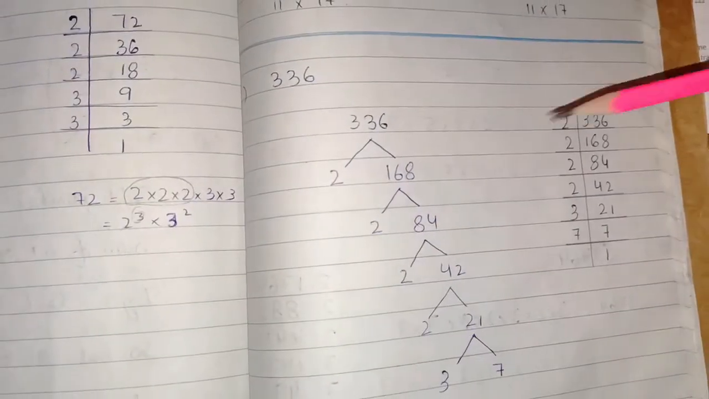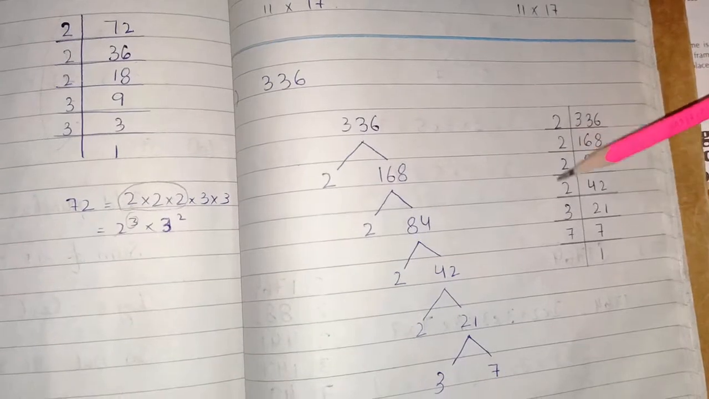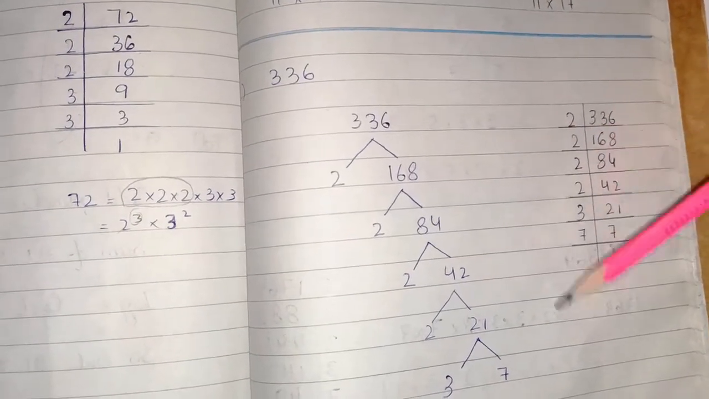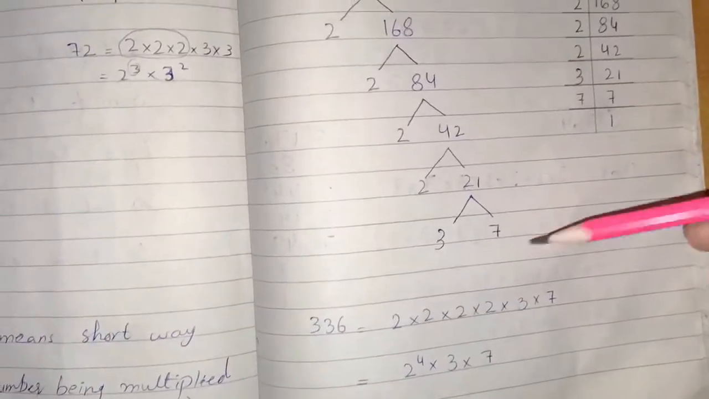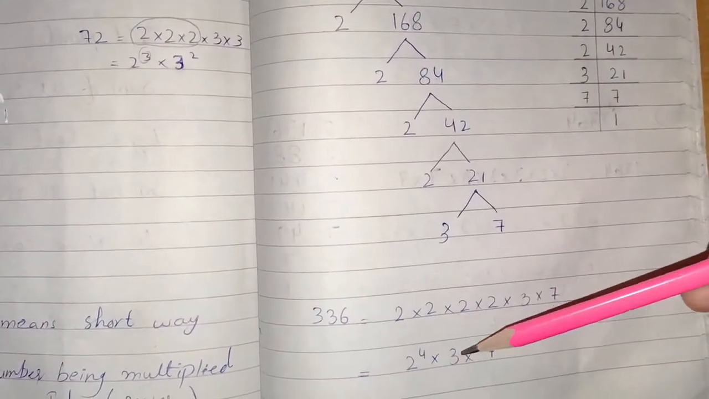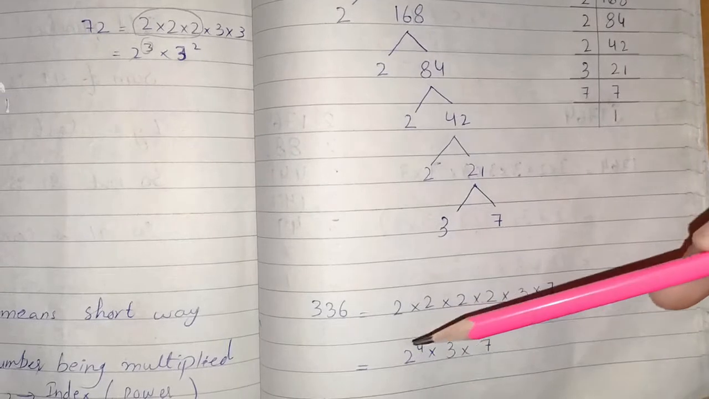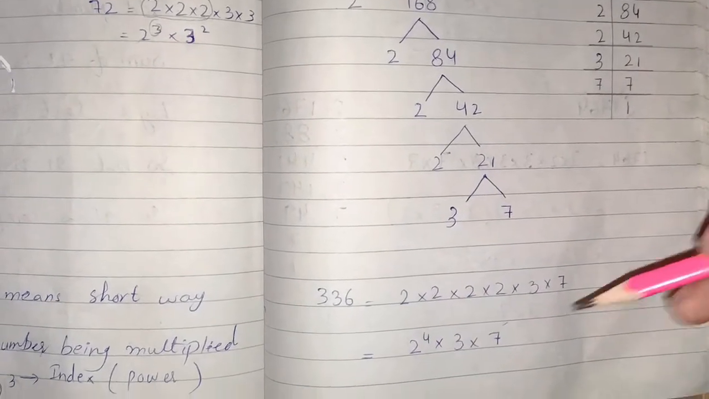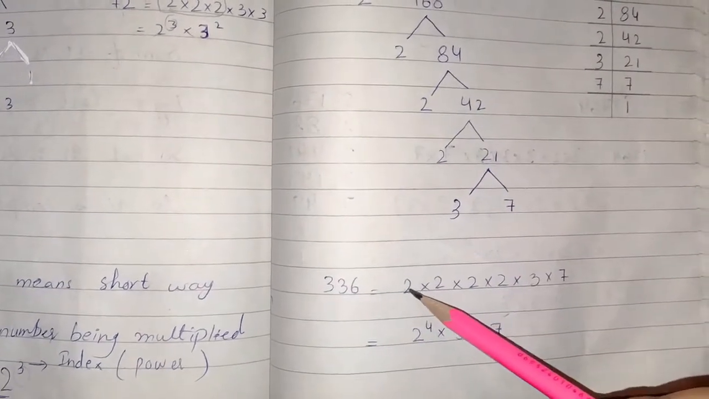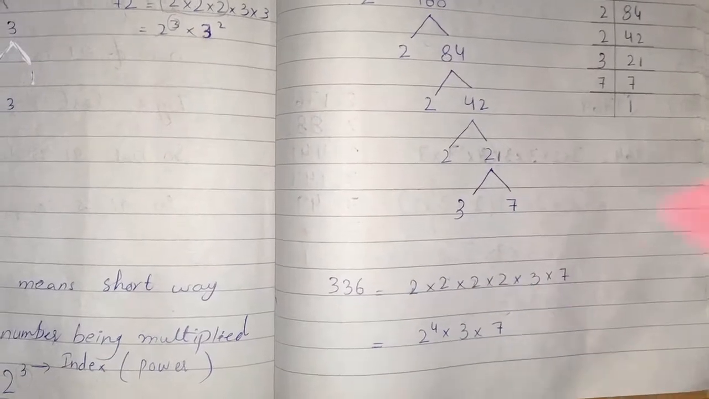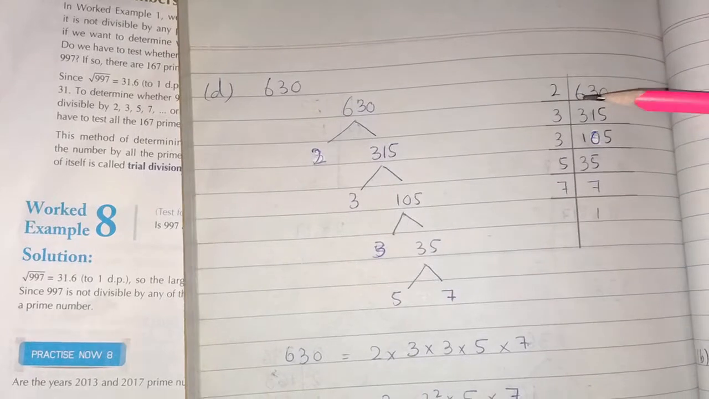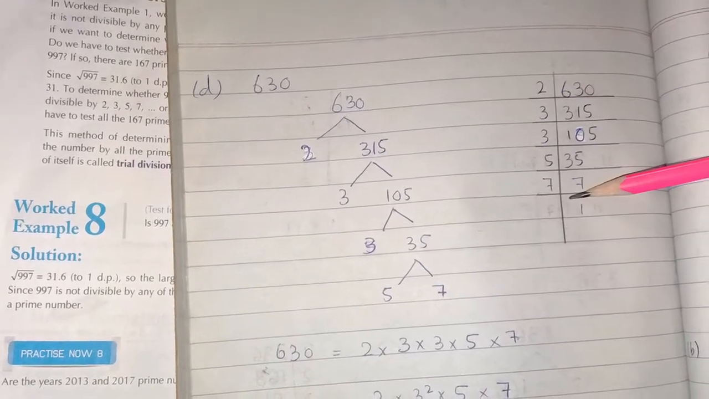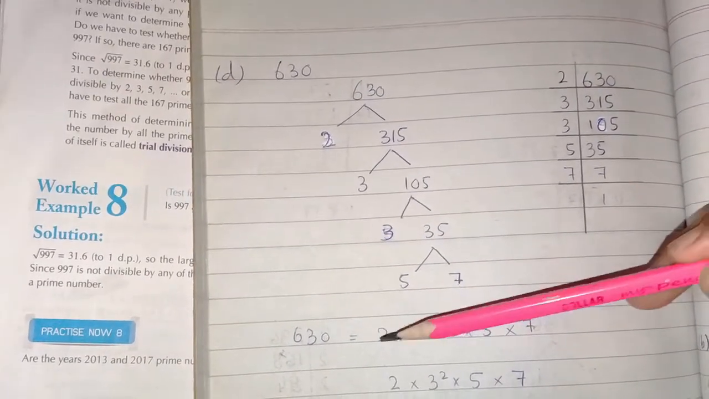336, again we have to solve using either method, and then we write the index notation, which is 2 power 4, then 3 and then 7, because 2 appears 1, 2, 3, 4 times. 630, again we have used the same prime factors method, and then we write the index notation.